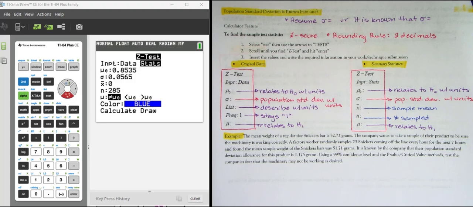Make sure that you list all these components in the order that is shown to you on your paper for your work submission for full credit, and include units when given.